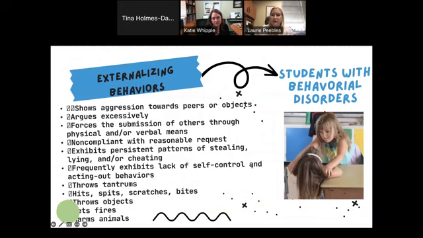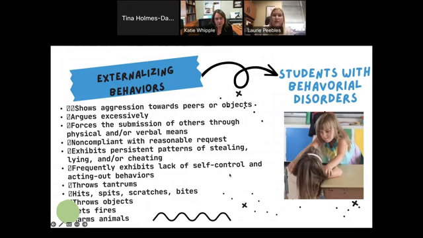The other thing I want us to think about is externalizing versus internalizing behaviors. We're going to start with externalizing behaviors. Externalizing behaviors show aggression towards peers or objects. You may see arguing. It may be forcing the submission of others through physical or even verbal means; we could also say bullying. Being non-compliant with reasonable requests: you ask a student to get their instrument out of the case, and they say absolutely not and push their case away. That would be non-compliant. Exhibiting persistent patterns of stealing, lying, or cheating.